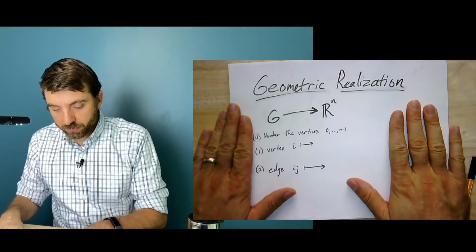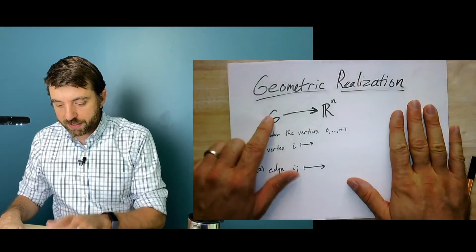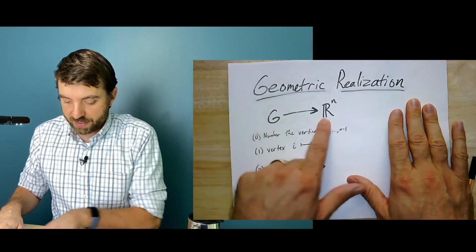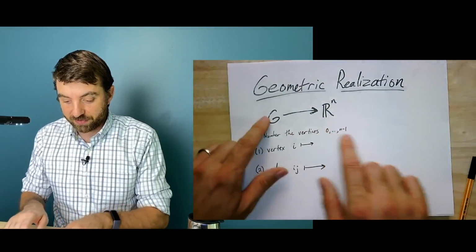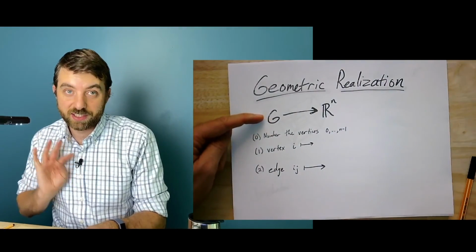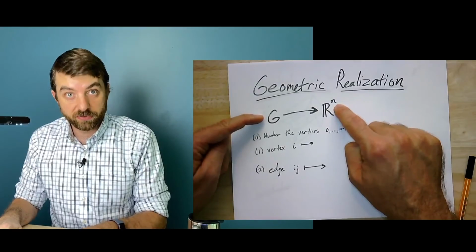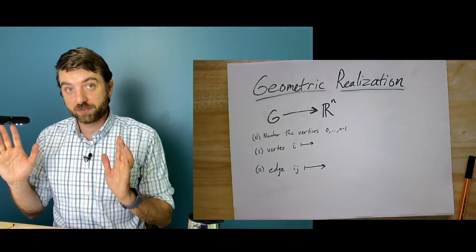It's called the geometric realization. We're going to take the graph and put it into R^n. This is not a function here. This is just the concept. The graph is going to somehow live in R^n, where n here is the number of vertices, so it's going to be a high-dimensional space.